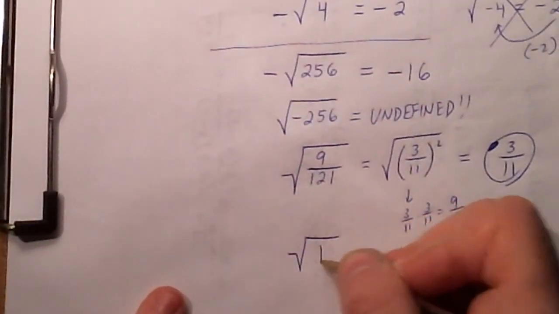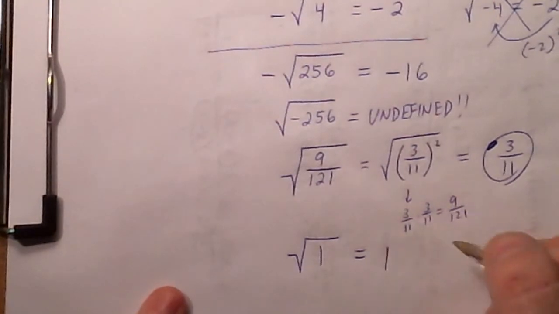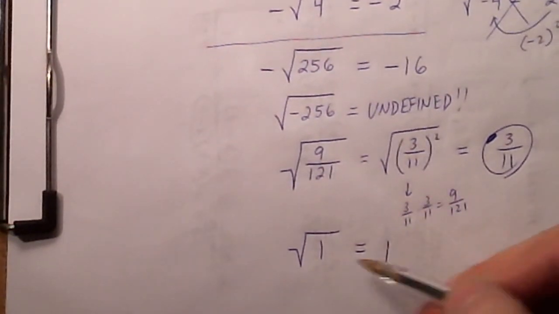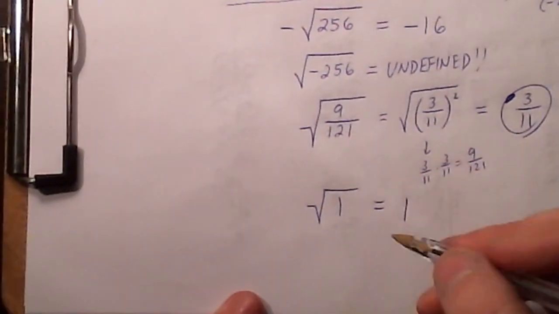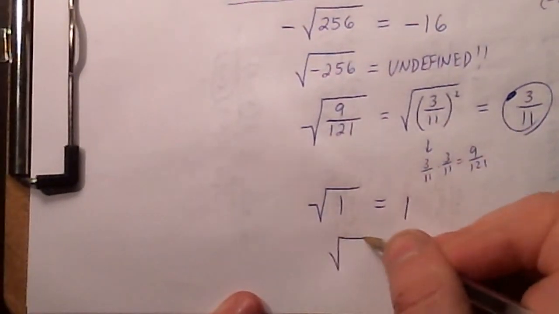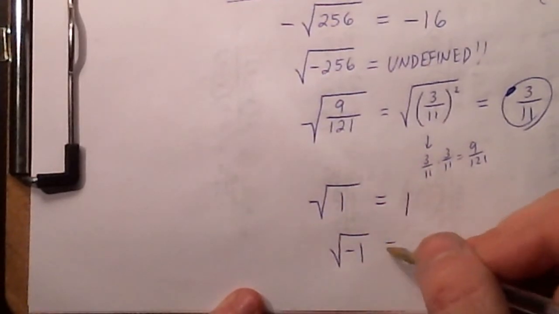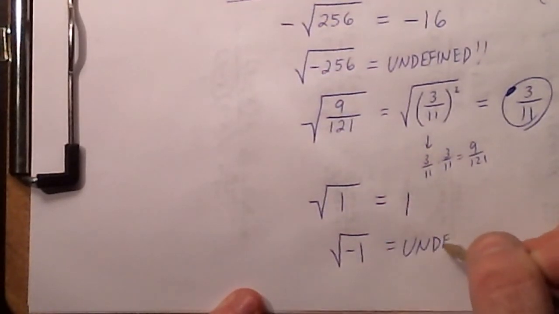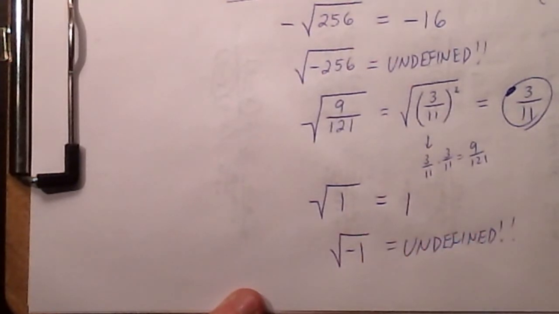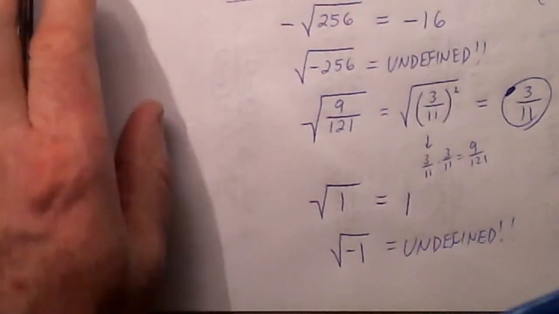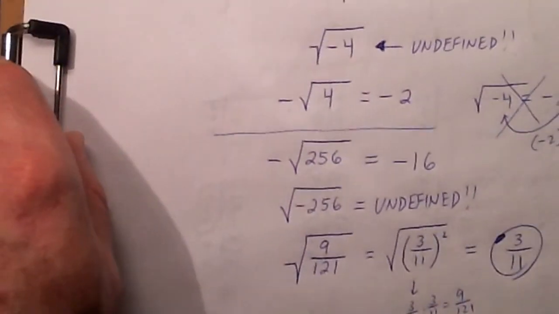What's the square root of 1? Well, the square root of 1 is just 1, because 1 is a perfect square of itself. What's the square root of negative 1? Undefined. Because again, you cannot take the square root of a negative number and get a defined real number. So this is how square roots are working here so far.